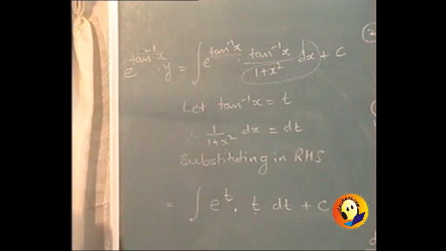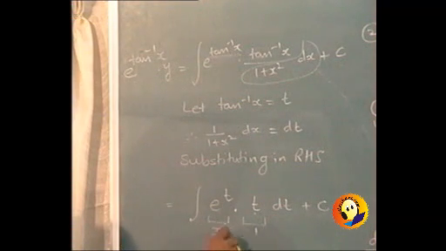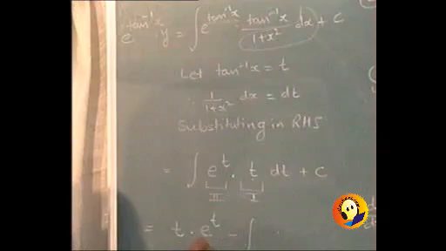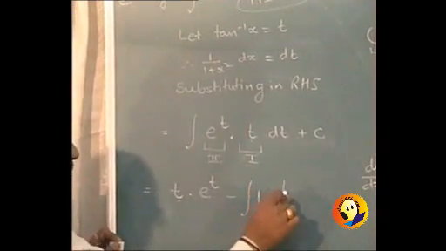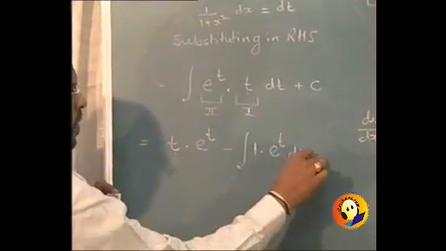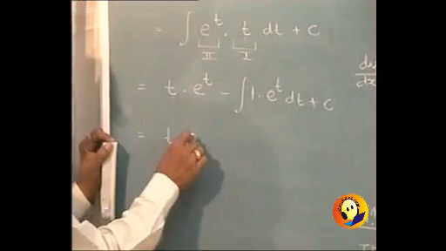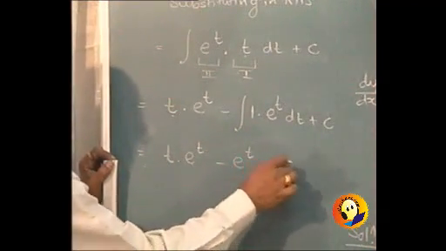As there is a product, we will have to integrate it by parts, taking t as function 1 and e raised to t as function 2. So it will be retained first, into integration of e raised to t is e raised to t, minus integral differentiation of first is 1, integration of second e raised to t is e raised to t dt plus constant. So this comes out to be t into e raised to t, integration of e raised to t is again e raised to t plus constant.